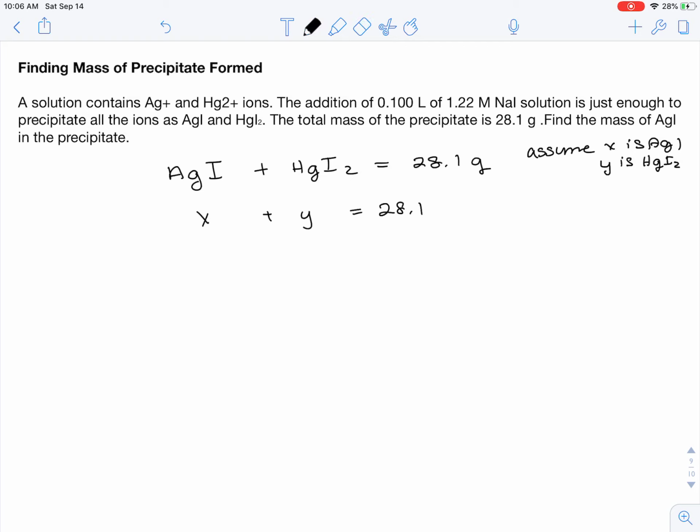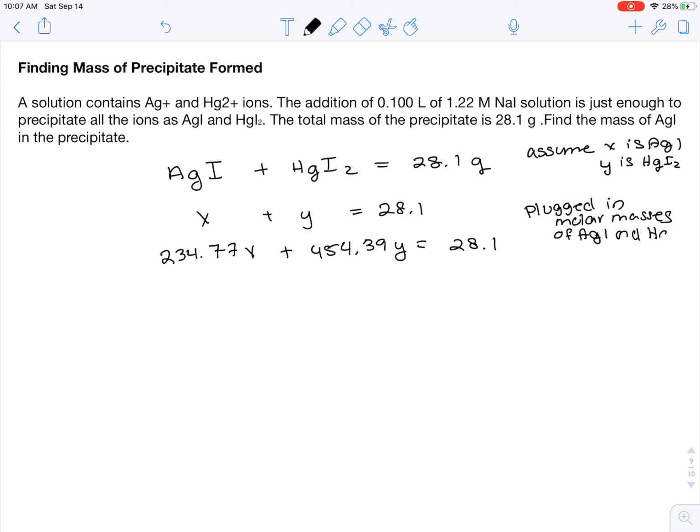Well, I don't know the amount of mass I have, but I know that I can use molar mass eventually to get to mass. So I'm going to place in here 234.77x plus 454.39y is equal to 28.1. So I plugged in molar masses of silver iodide and mercury 2 iodide.